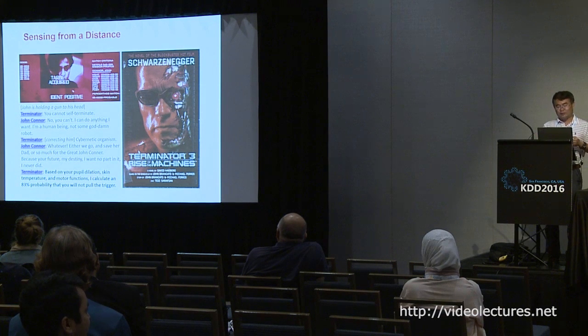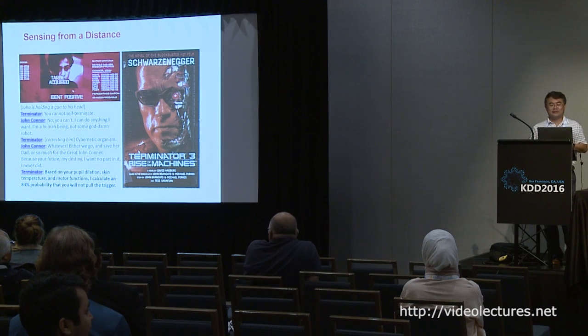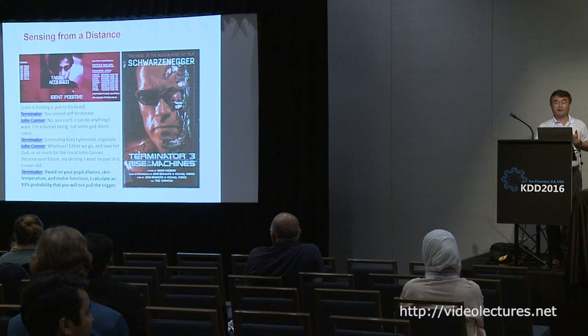So they went on, and typically in a Terminator movie, when the Terminator is thinking or searching, you see a red screen, right? And the numbers are going on. So that's what's going on. And then after that, for like a second or so, he said, the part in bold, it says, based on your pupil dilation, skin temperature, and motor functions, I calculated 83% probability that you are bluffing. Essentially. That's the part I like.